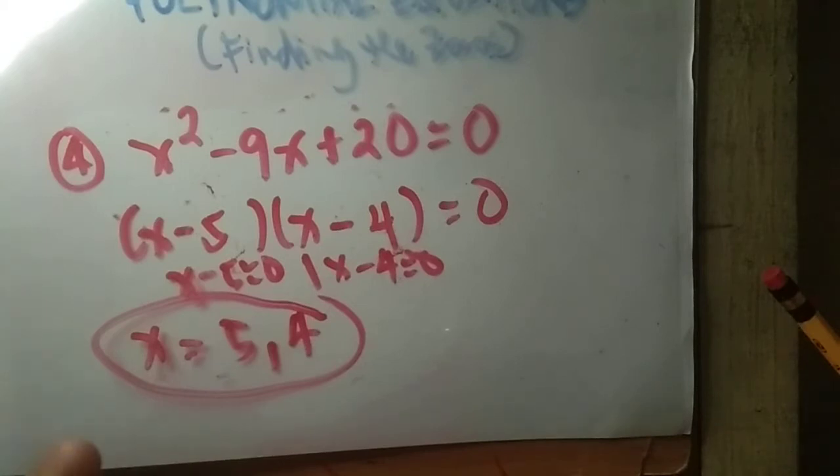So, linear, isa lang syempre. For this one, since it is quadratic, the zeros are two. Or dalawa ang zeros niya, kasi nga, ang degree ay 2. Okay, let's have number 5 here.